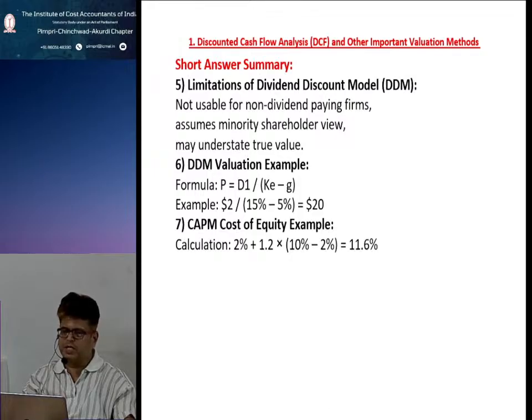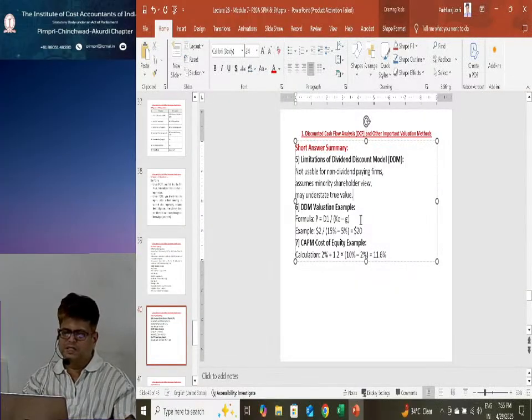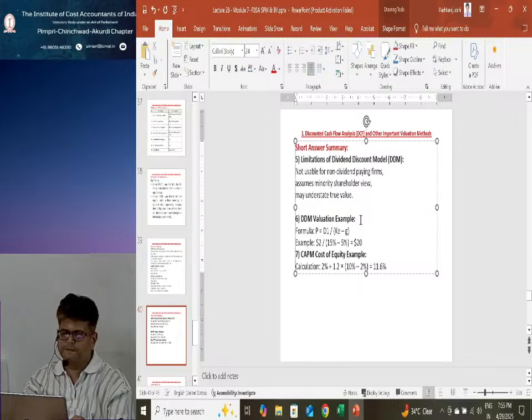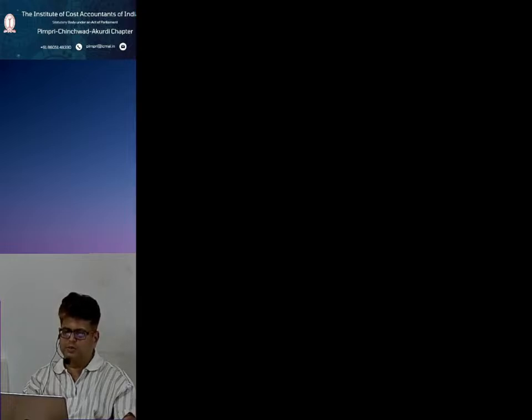Then the sixth question and answer talks about a DDM valuation example. The formula is P is equal to D1 divided by cost of equity minus growth rate. In that example, let's say $2 divided by 15% minus 5% is equal to $20. And then comes the concept of CAPM, which has been discussed in question number 7. The CAPM cost of equity example calculation: 2% plus 1.2 into 10% minus 2% is equal to 11.6%.